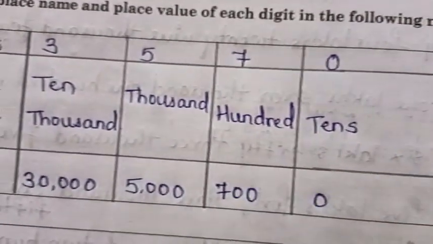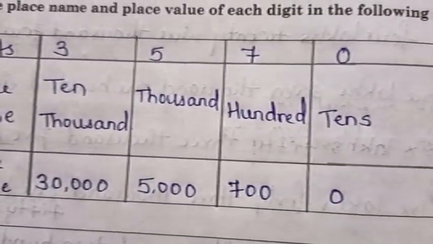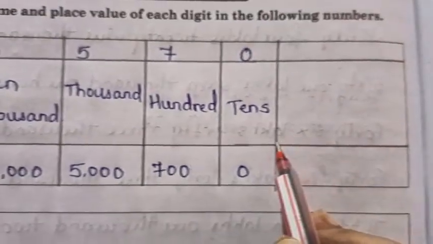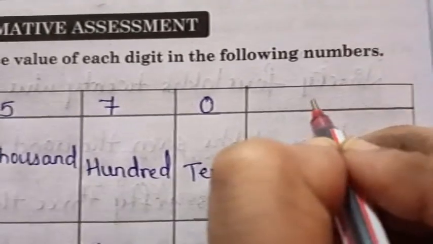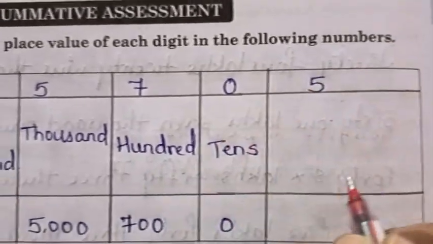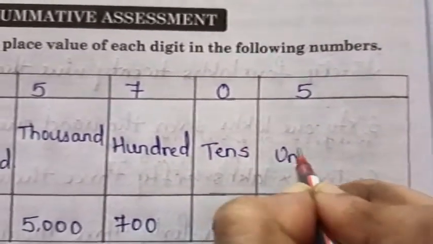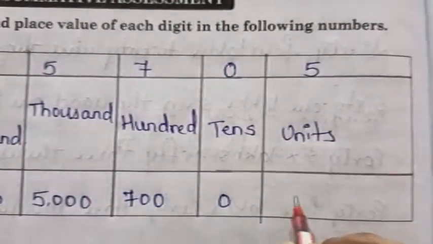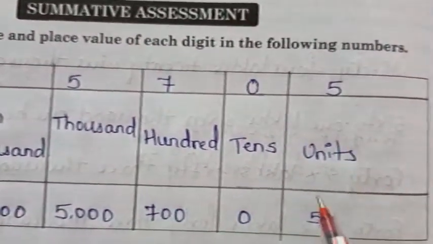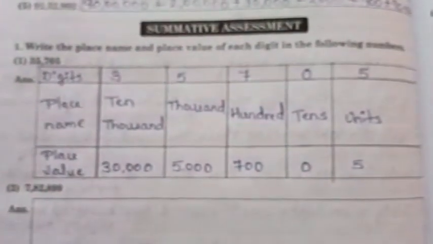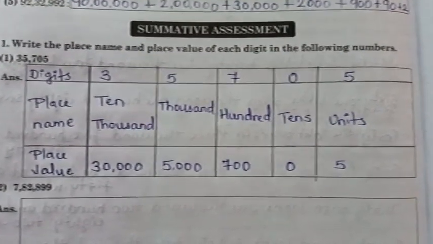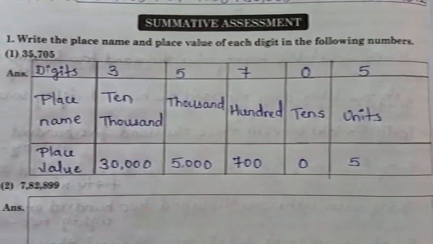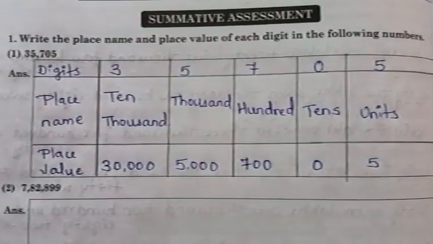The value of 0 will always remain 0. Is that clear? So now like this we will draw a line. The last number is which? 5. Then you will write here 5. 5 is at which place? Units place. And the value of 5 at units place is the same number as it is given. So is that clear? In this way you are supposed to solve this first one. Is it clear everybody? Now let us proceed further to the second one.